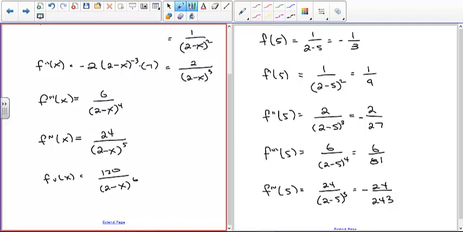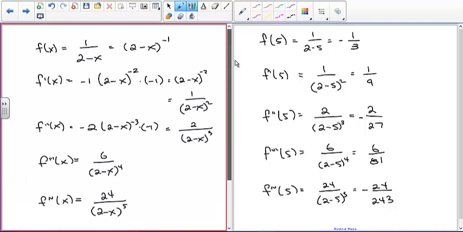And then when you do a Taylor series, you evaluate the derivative at the value of x where you're centering this function around. So if I look at these different expressions and I plug in 5, I'll have 1 over 2 minus 5, which is 1 over -3, which is -1/3. The next one is 1 over (2 minus 5) squared. So 2 minus 5 is -3. -3 squared is +9. Next one, you'll have 2 over (2 minus 5) cubed, which is -27. So I get -2 over 27.